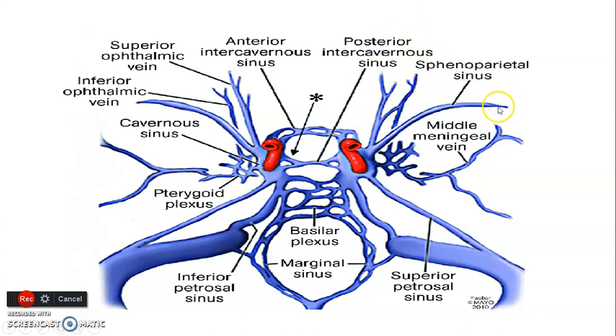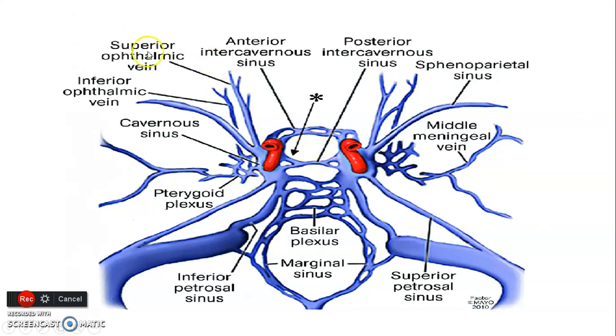Again, the sphenoparietal sinus is an intracranial communication. You can see it there, and the superior petrosal sinus there. The inferior petrosal is joining the sigmoid to form the internal jugular vein. You can see the inferior petrosal here joining the sigmoid to form the internal jugular vein, and the superior petrosal here joins the transverse sinus to form the sigmoid sinus. So these are intracranial communications together with the intercavernous sinus.